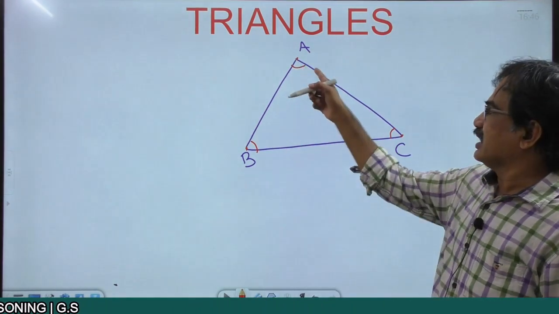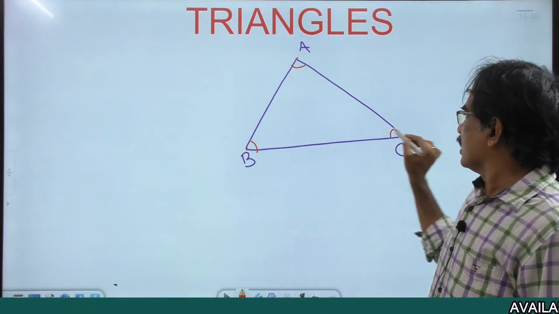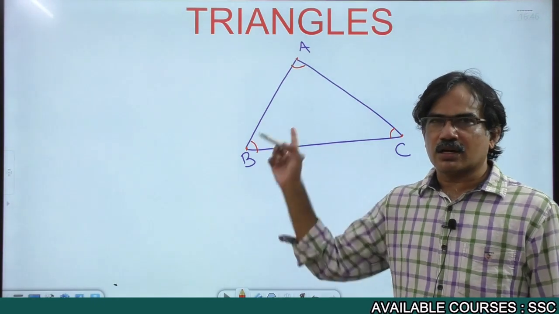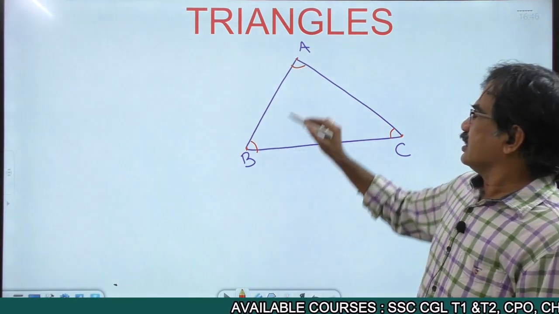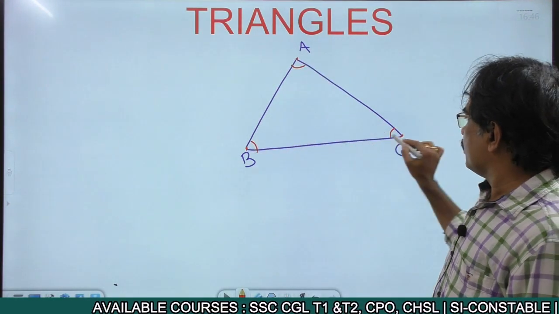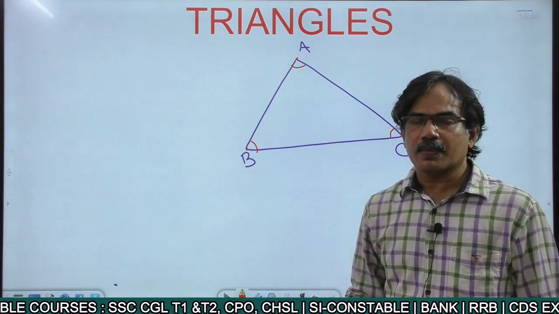And it is having three interior angles: angle A, angle B, angle C. These are called interior angles. And it is having three sides: AB, BC, CA.